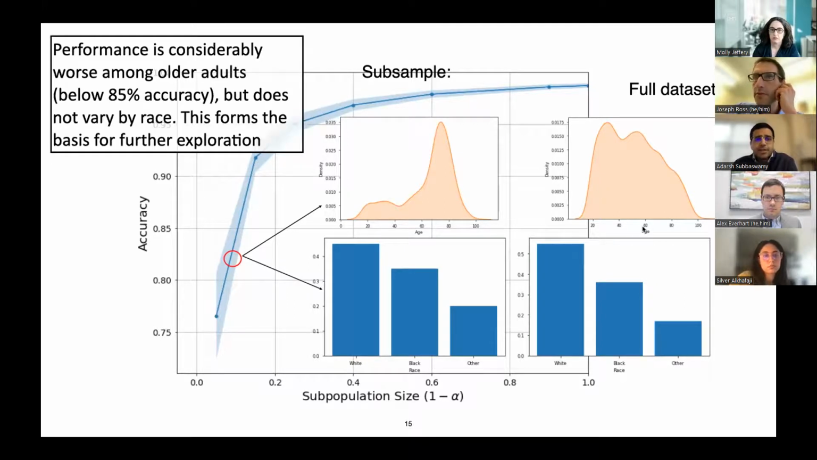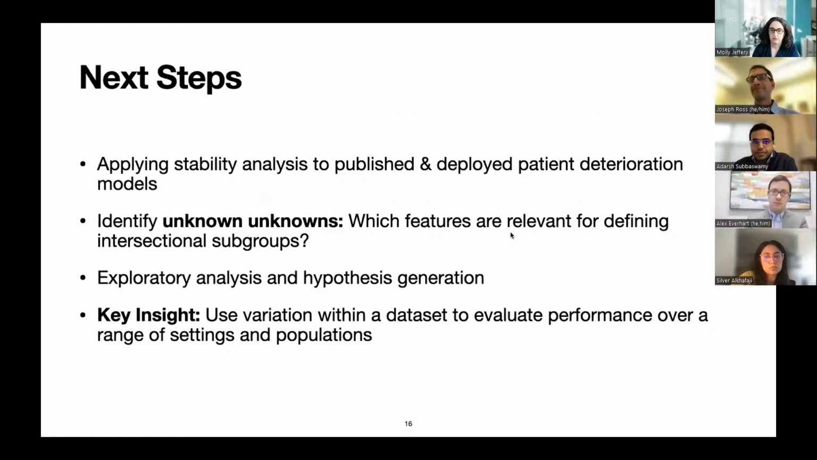This gives us a way of saying that performance is considerably worse amongst older adults, but doesn't seem to vary by race. The race distributions are practically identical. And so this forms the base for further exploration. This gives us some hypotheses to go forward and test about understanding why there is a performance disparity here. So that was just a simple vignette to demonstrate it.